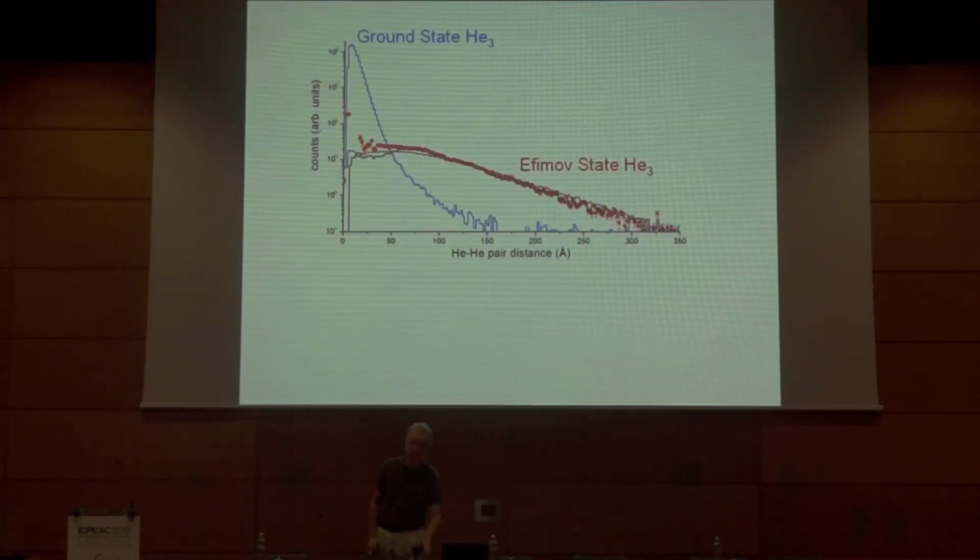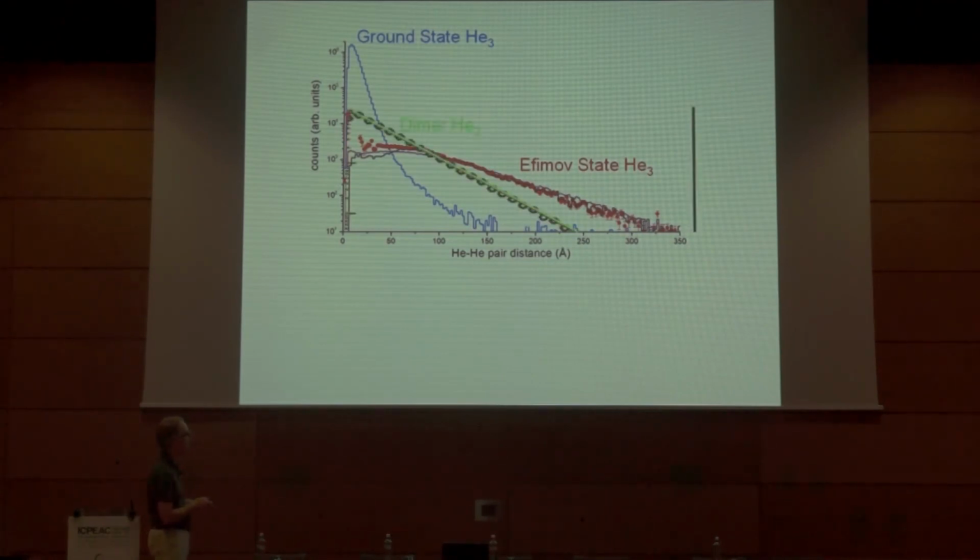I skipped that, but I show you the size and the structure. Again, you can plot the internuclear distance. Now you have 3 particles, so you pick any of these bonds, and that's the distribution of one of the 3 bonds. That is a ground state here, logarithmic scale, 5 orders of magnitude. Ground state is kind of small compared to the Efimov state, which is tremendously big, and it also decays exponentially.